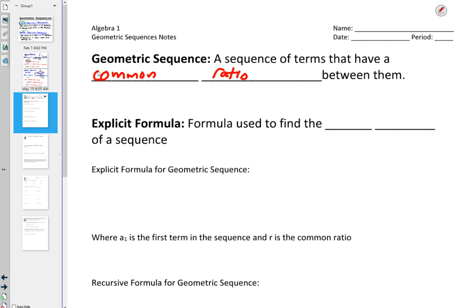And I just finished saying that back in the first semester when you learned about arithmetic sequences, to get from one term to the next, what operations were you doing? Adding or subtracting. Well, today we're going to be multiplying or dividing.